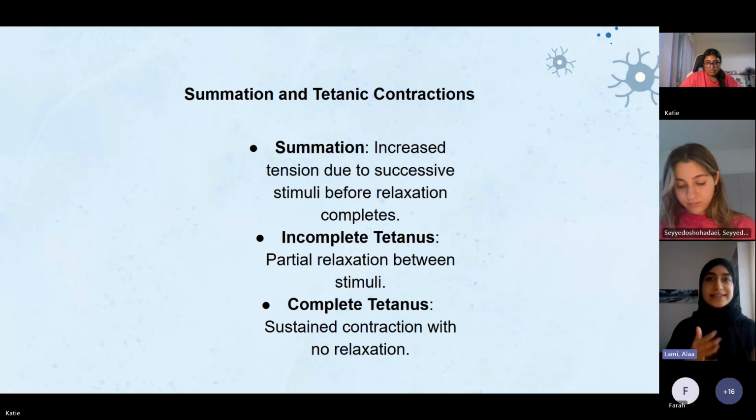Now, tetanus, Katie described, but I'll go into two different categories. Incomplete tetanus is when there's partial relaxation between the stimuli. Complete tetanus is when there's sustained contraction with no relaxation at all whatsoever. Okay, Katie, you can go.